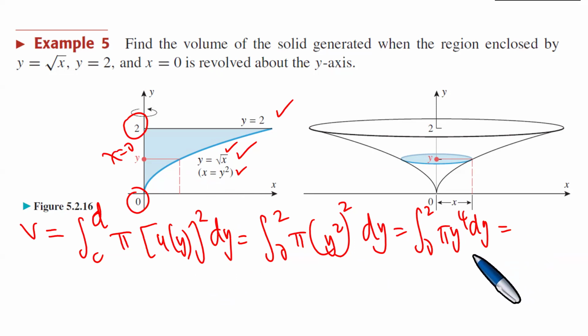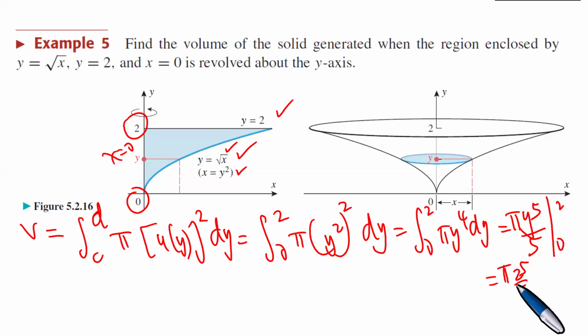Okay, we're going on right now. And what do we get out of this? We get pi y to the 5th power over 5 from 0 to 2. If you put in the 2, it becomes pi 2 to the power 5 over 5, which is 32 pi over 5.